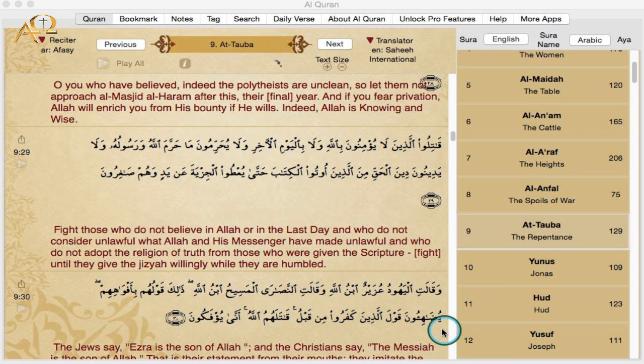One of the most famous texts in the Quran is right here in Surah 9:29. "Fight those who do not believe in Allah or in the last day, and who do not consider unlawful what Allah and His Messenger have made lawful, and who do not accept the religion of truth, and from those who were given the scripture, fight until they give the jizya willingly while they are humbled."